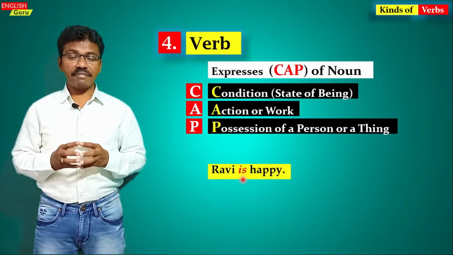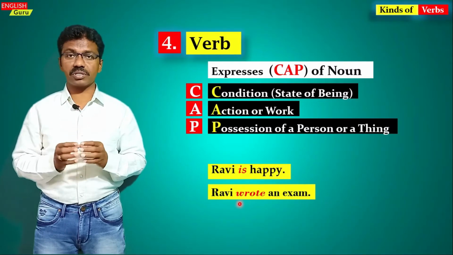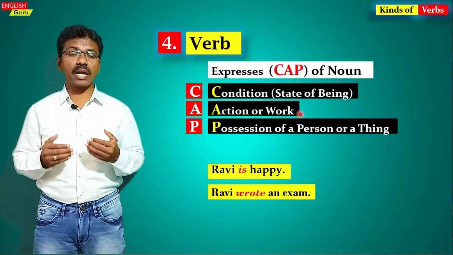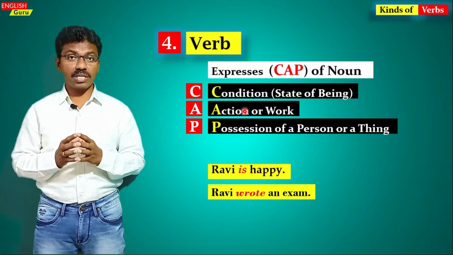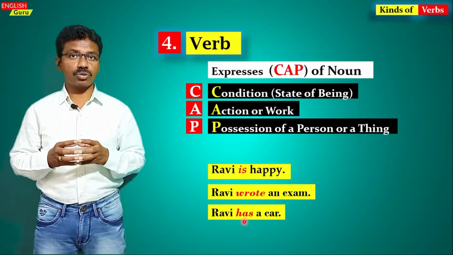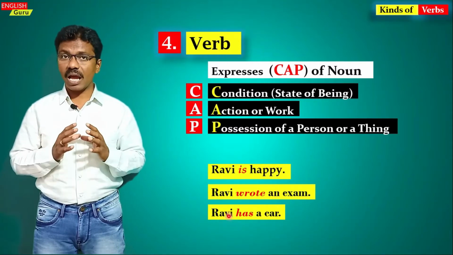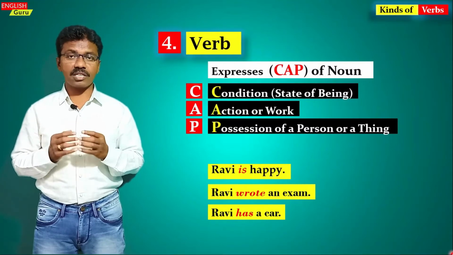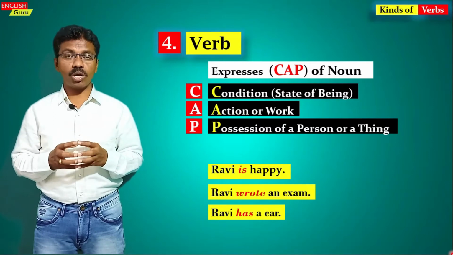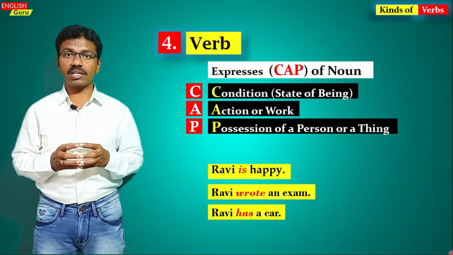For example, if you say Ravi is a happy person, is talks about the condition, the state of being of Ravi. Whereas if you say Ravi wrote an exam, wrote talks about an action, work which was done by Ravi, its subject. So wrote is an action, so it is a verb. Whereas if you say Ravi has a car, has talks about the possession of Ravi, what Ravi owns, the ownership of Ravi. So it is also a verb in the English language.